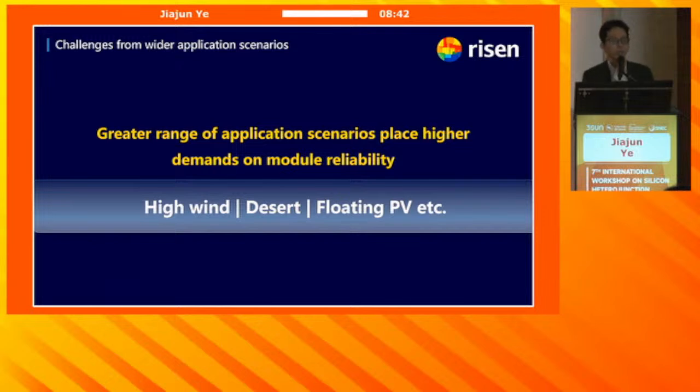But nowadays, with higher requirements for applications, the application area has diversified a lot in recent years. Because of climate change, we now have hotter temperatures, and sometimes in Europe we are also facing hurricanes and strong wind situations. People are also deploying a lot of floating PV, requiring modules with higher water resistance.